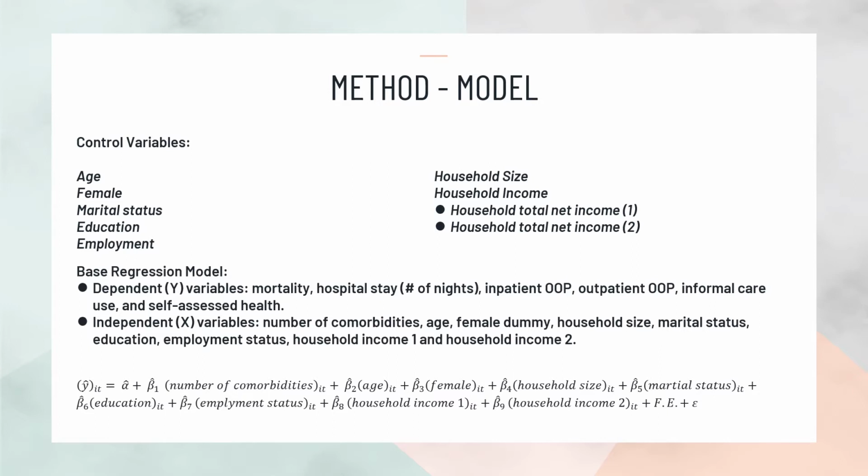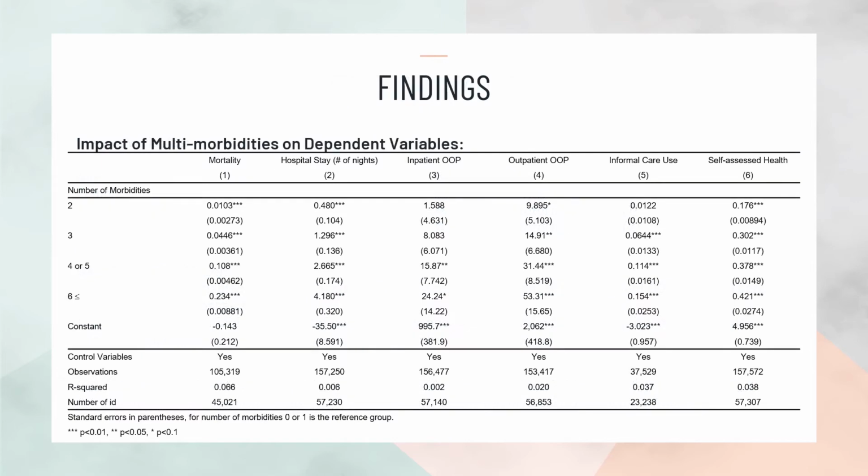For investigations related with time modifications and effect of national healthcare systems in the impact of multimorbidities, we augment this equation with corresponding interaction variables. In this slide, we can see our main findings for the relationships between the number of multimorbidities and dependent variables, including mortality, hospital stay, i.e.